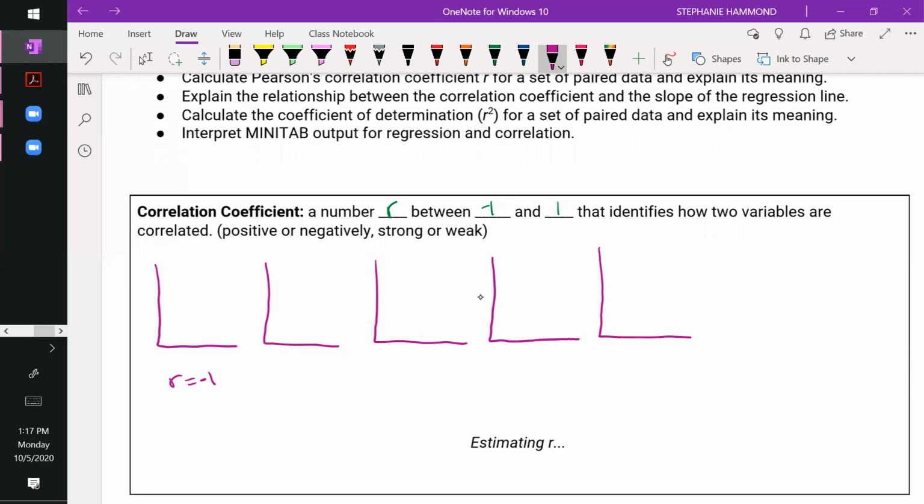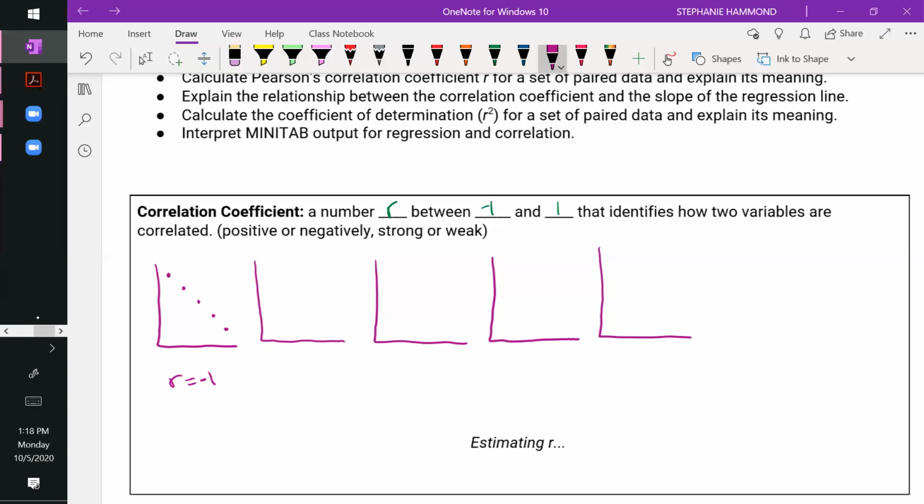If our correlation coefficient is exactly 1 or exactly -1, that means that our data fits perfectly on the line. Every single point is on the same line. So that could look like that. Okay, so I can definitely draw a line that goes through all of those points perfectly. If it's spread out at all, it's no longer going to be a perfect 1 or a perfect -1.